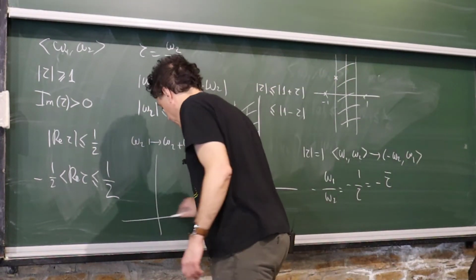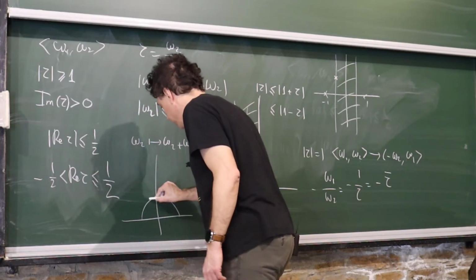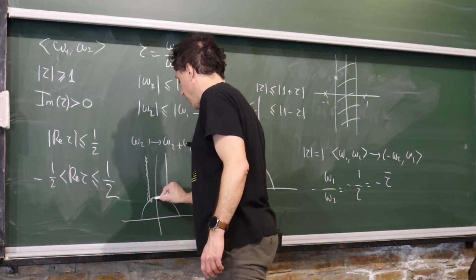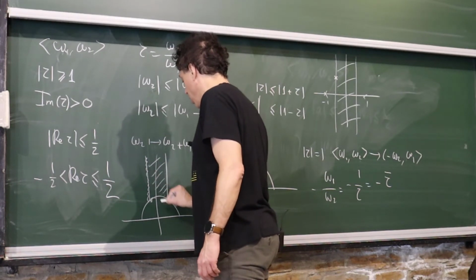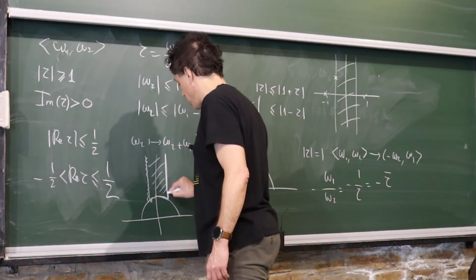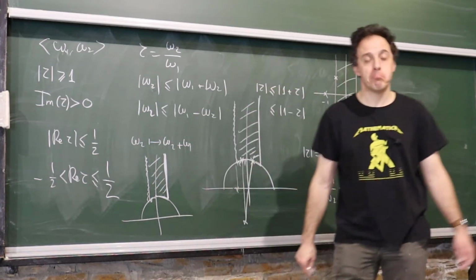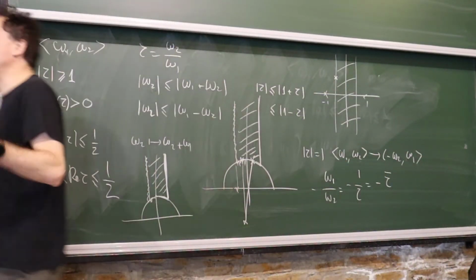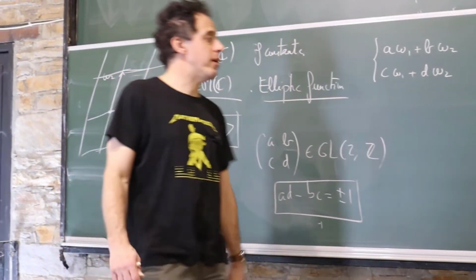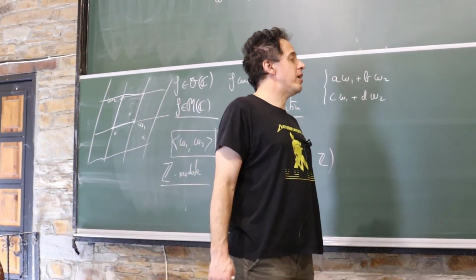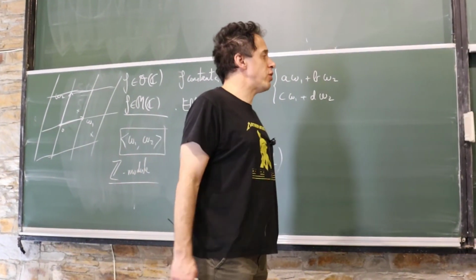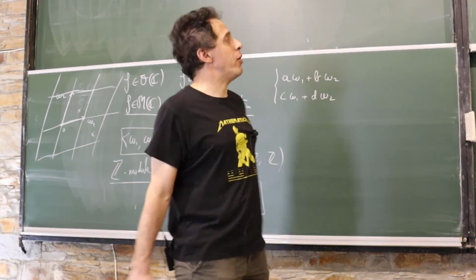So, in fact, we could assume that tau is in the interior of this set, or perhaps over this part of the border. And this is a kind of uniqueness, canonicity, of this number tau, related with the lattice, with the set of periods of the function.